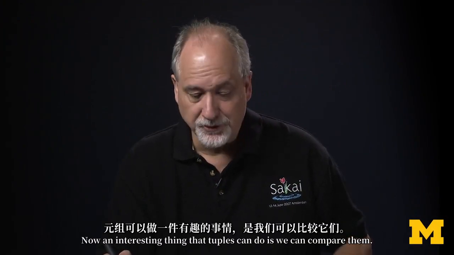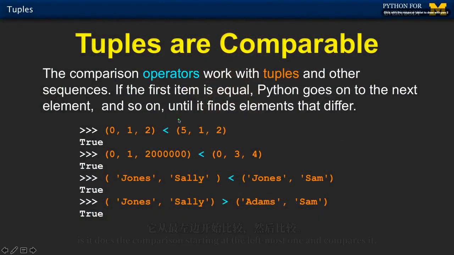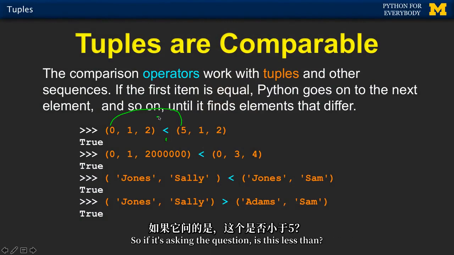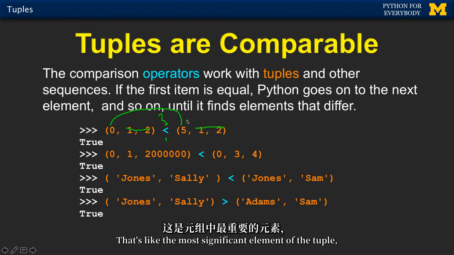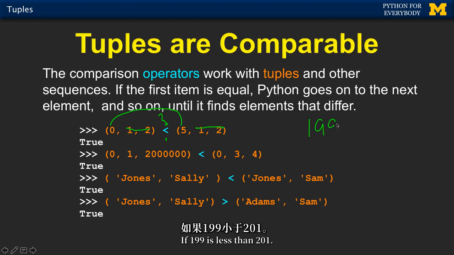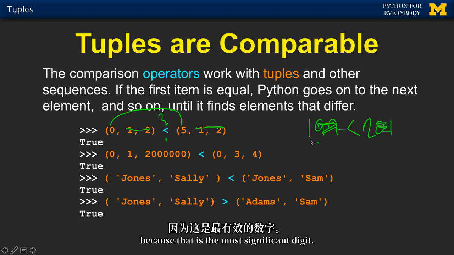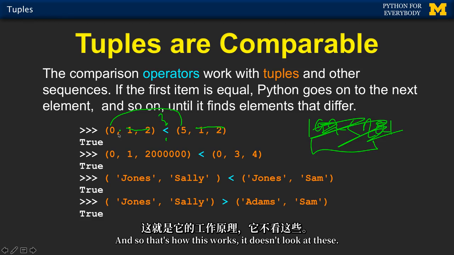Now, an interesting thing that tuples can do is we can compare them. Remember, we could compare strings. And so the way tuples work is it does the comparison starting at the leftmost one and compares it. So if it's asking the question, is this less than? Well, 0 is less than 5. And at that point, it does not look beyond the 0 and the 5. That's like the most significant element of the tuple, like the most significant digit of a number. If 199 is less than 201, because there's a 1 there and the 2 there, then the rest of these numbers really don't matter because that is the most significant digit. And so that's how this works. It doesn't look at these.